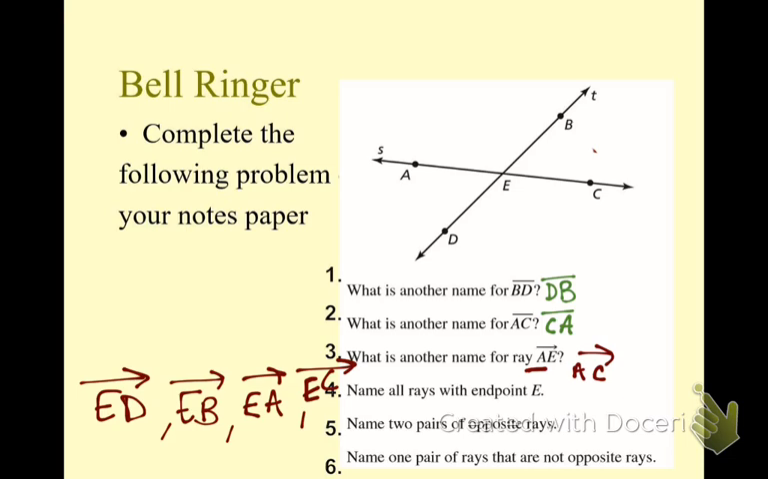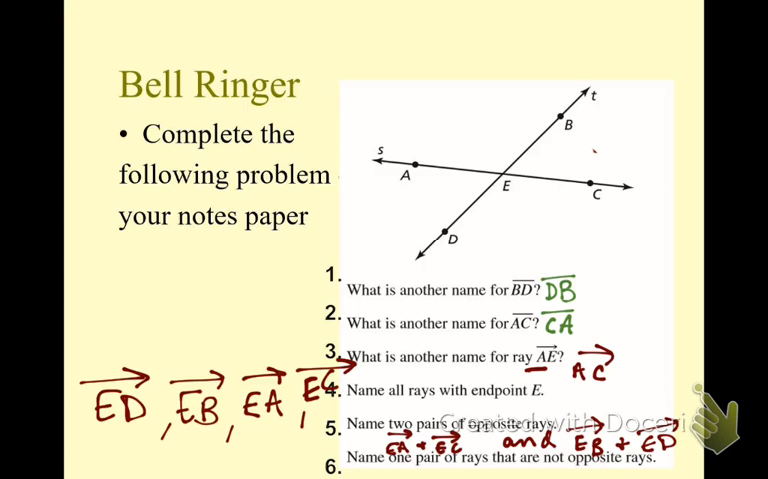So let's say we had EA. What is EA the opposite ray of? EC. That's correct. All right, so that is one pair. Another pair, what do we have? EB and ED. Sorry, D and B sound very similar.